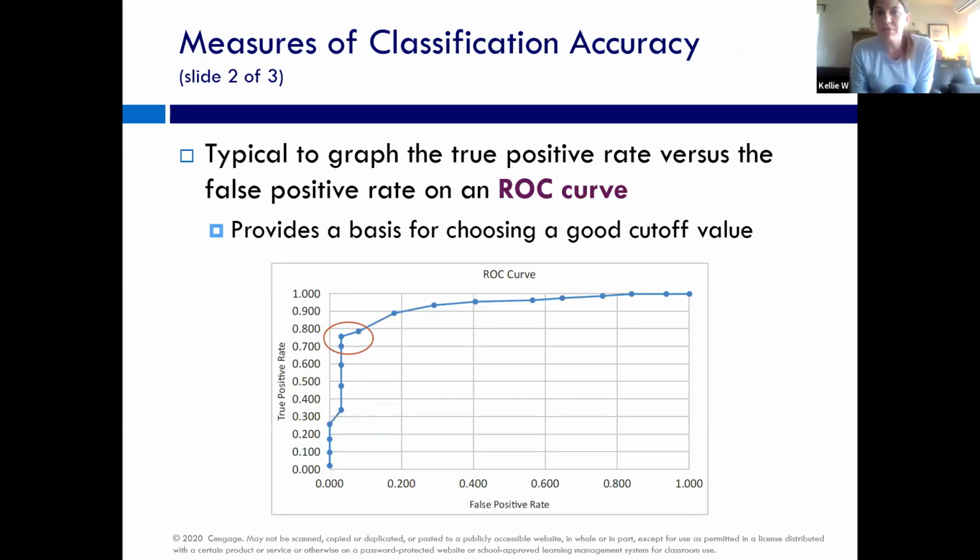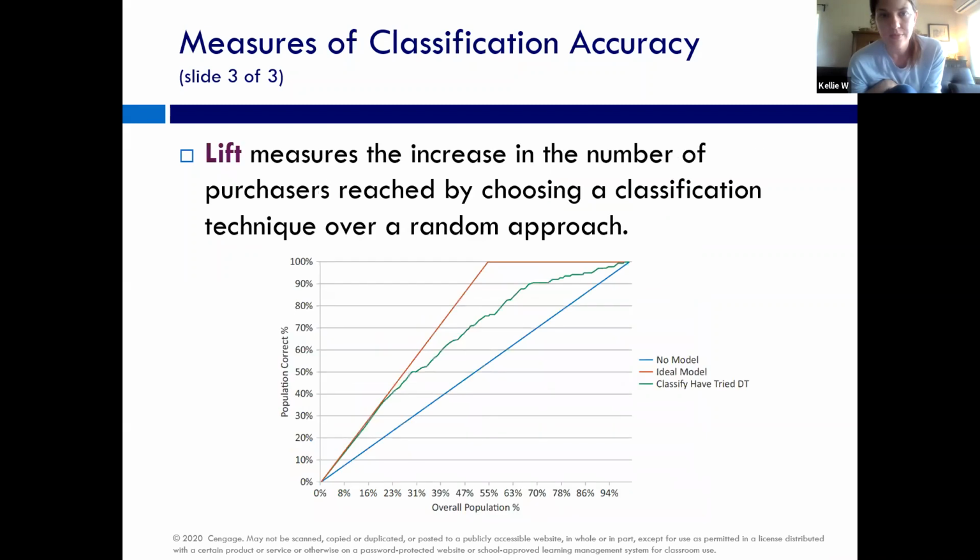This is graphed with an ROC curve, and it provides a basis for choosing a good cutoff value. So we have the false positive rate and the true positive rate graphed here. And then lift measures the increase in the number of purchasers reached by choosing one technique over just a random approach. So that blue line is, I don't have any model at all. The ideal model would be in red, and then our classifier is that line in green. So the lift is the difference between no model and our model.